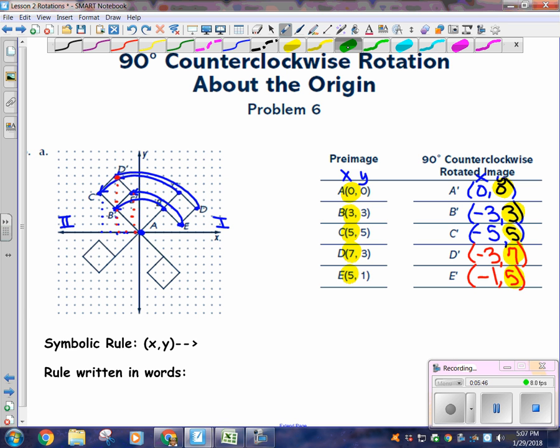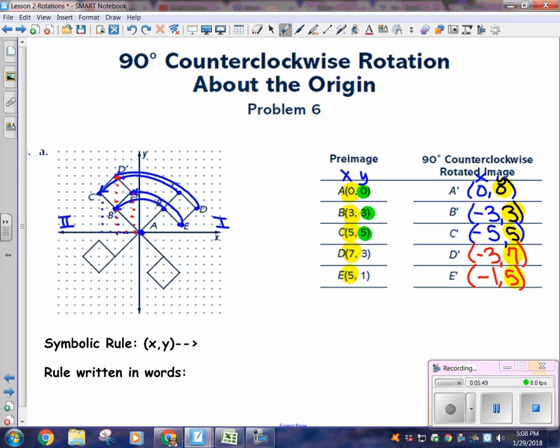I'm going to notice that my y values are a 0, 3, a 5, a 3, and a 1. 0, 3, 5, 3, 1. Okay, let's look right here. 0, 3, 5, 3, 1. Now, granted, it is -3, -5, -3, -1. The numbers are still there, but now they have a new sign as well.